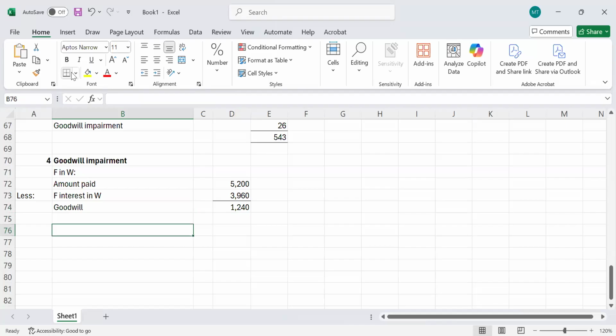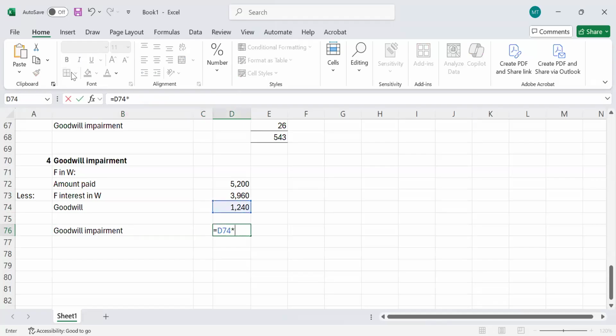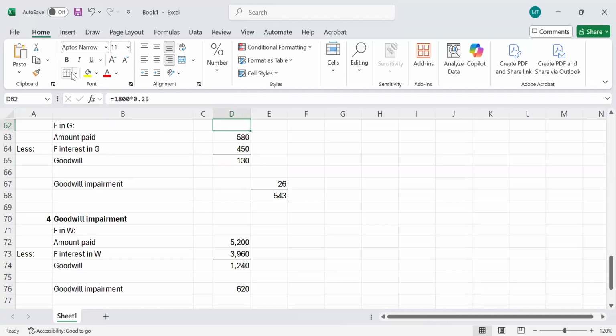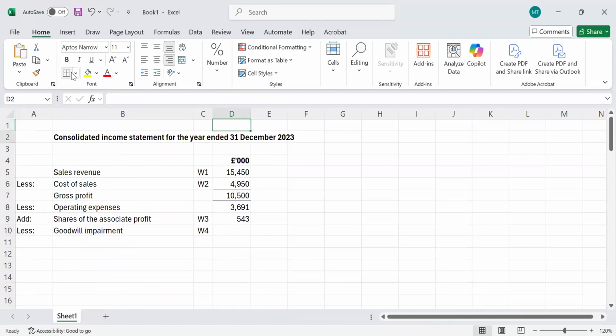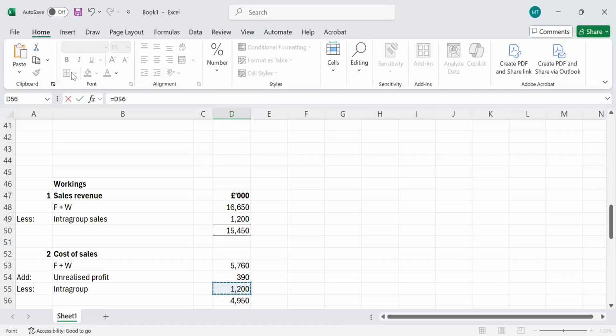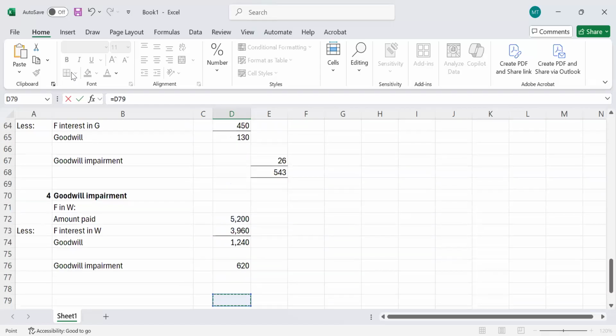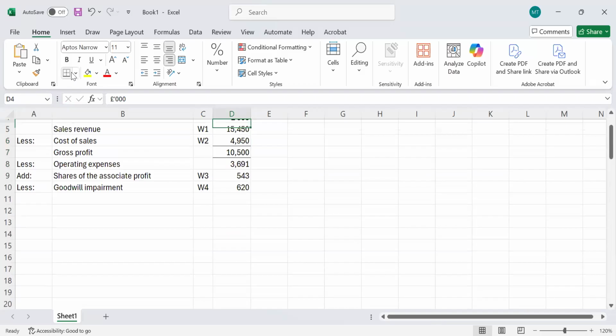Now goodwill impairment, we can easily calculate once we've got the goodwill amount. Goodwill impairment we know is 50%. 50% of goodwill would be half of that. So 0.5 of 1,240, which is 620. That will appear here. Goodwill impairment is removed. Right, so we have calculated 620 million.